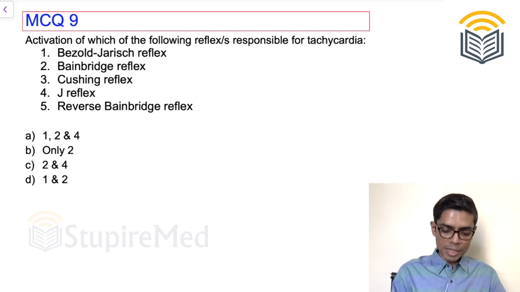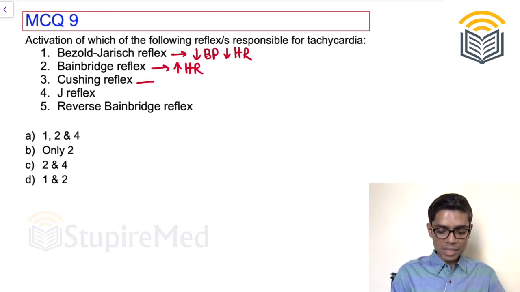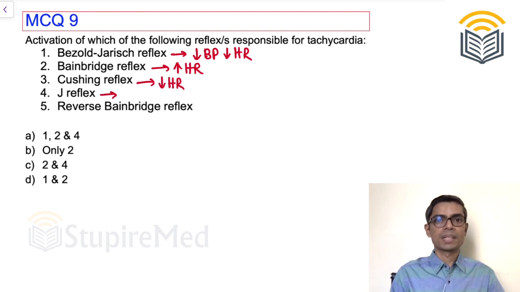So first, Bezold-Jarisch reflex, it causes bradycardia as well as hypotension. Bainbridge reflex, this is causing tachycardia if the reflex is activated by infusion of normal saline or blood into the body. Cushing reflex, again this is bradycardia. J reflex, this is the receptor present at the level of pulmonary capillary close to the alveolar wall, which is responsible for bradycardia and hypotension. So again it is bradycardia and hypotension.